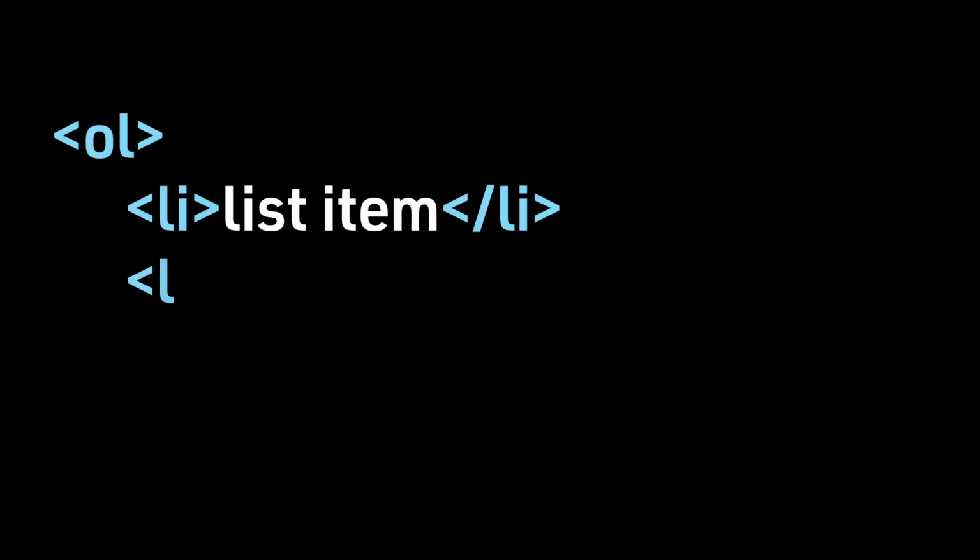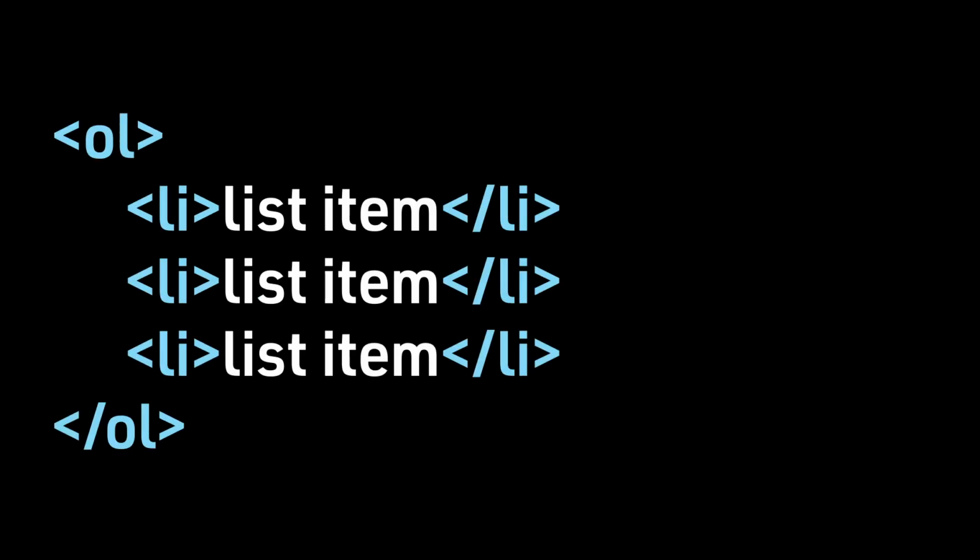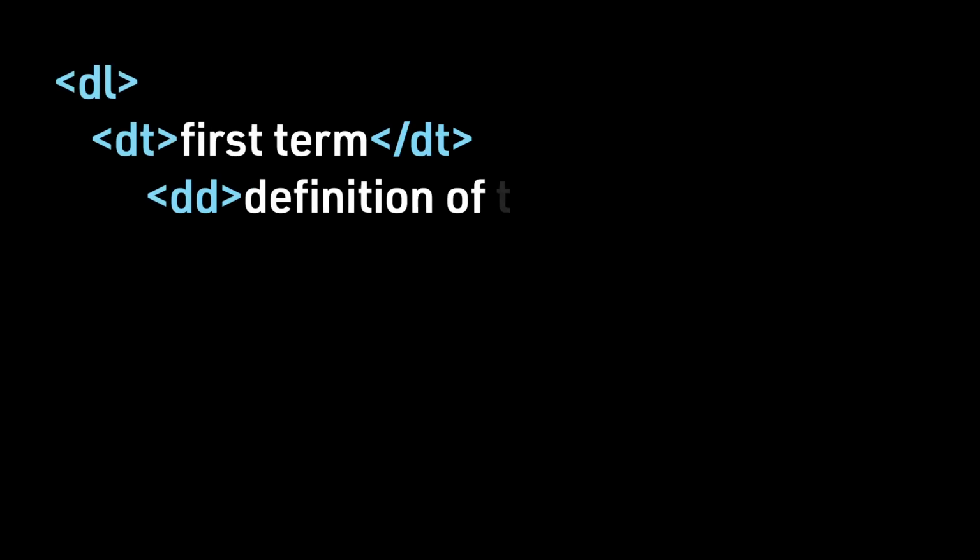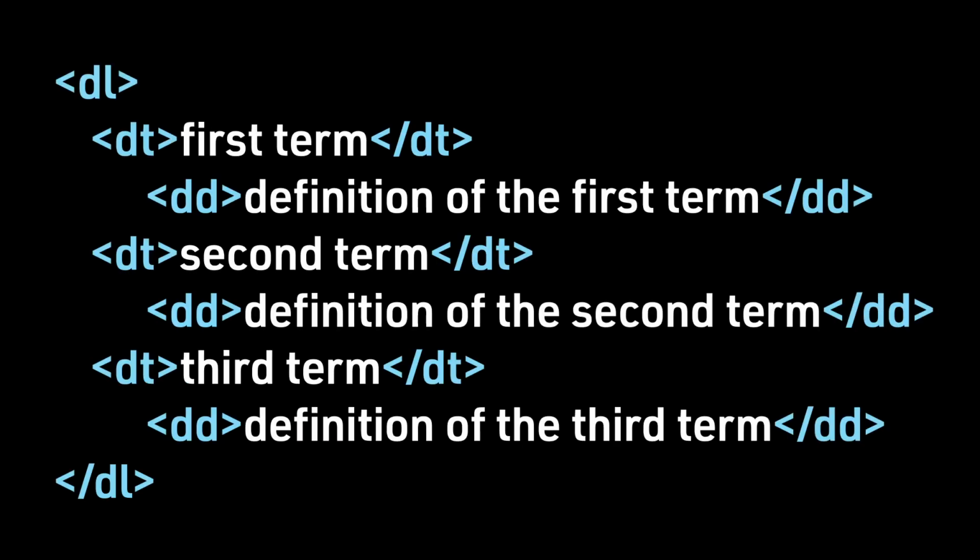Write out the code for an ordered list with 3 list items. How would this code for an ordered list display? Write out the code for a definition list with 3 terms. How would this code for a definition list display?